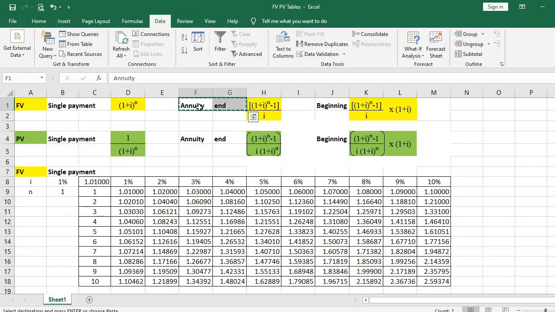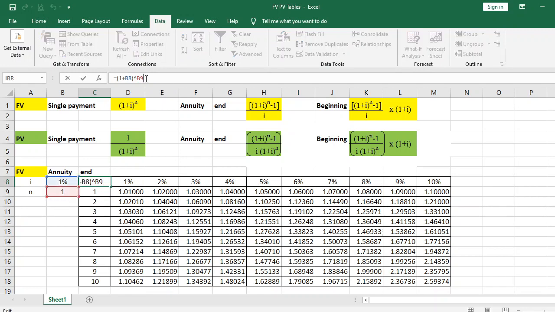So let me copy this and paste it here. What is the formula for this? 1 plus I whole to the power n minus 1 whole divided by I. Already 1 plus I whole to the power n is there. So what I do, I am going to subtract 1. Let me close the numerator. Whole divided by I. I is this.